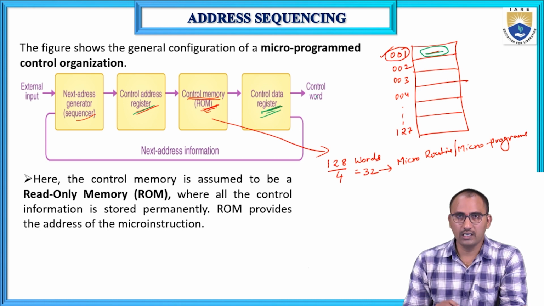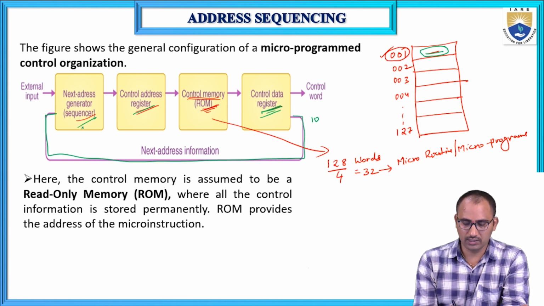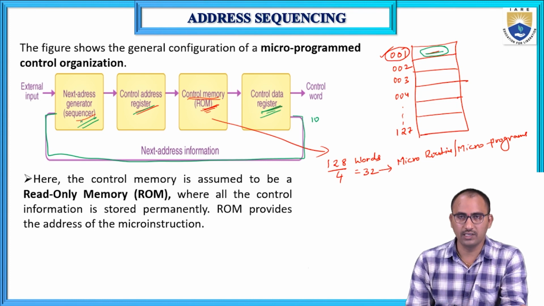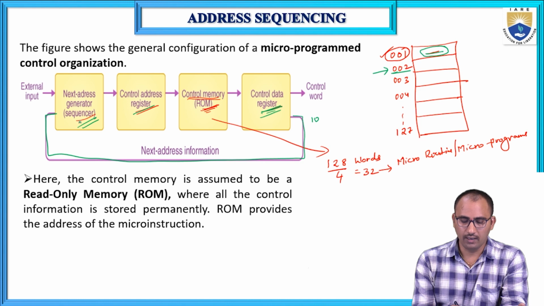In the control data register, along with the micro instruction, we have some additional bits, it may be 10 or 11. Those bits will be given to the input of the next address sequencer. While the first micro instruction is executing, simultaneously the address sequencer will generate the address of the next micro instruction. What is the address of the next micro instruction? That is 002, generated by the address sequencer.